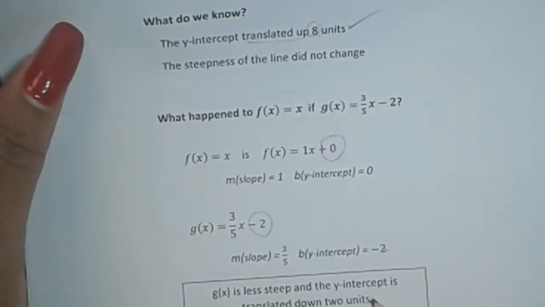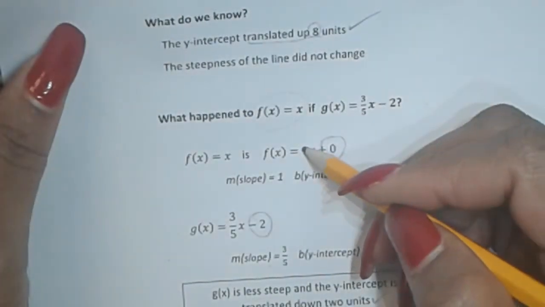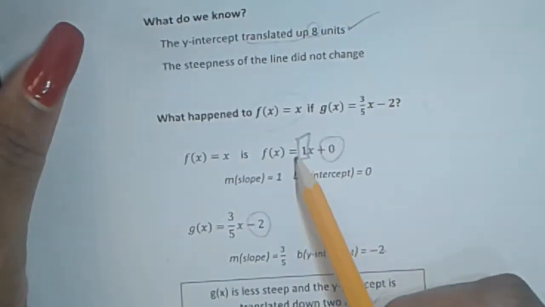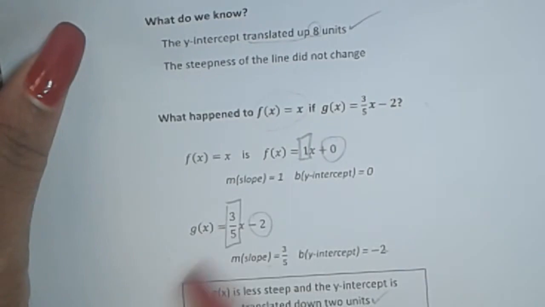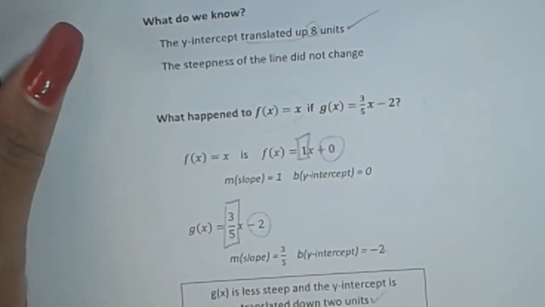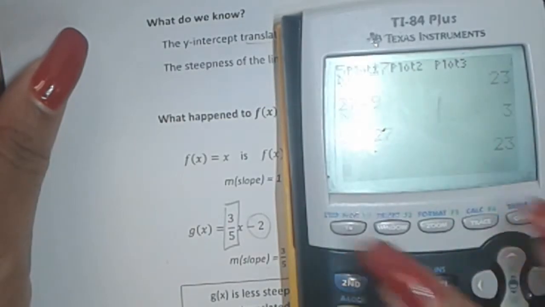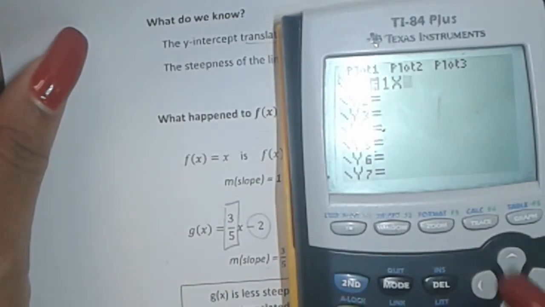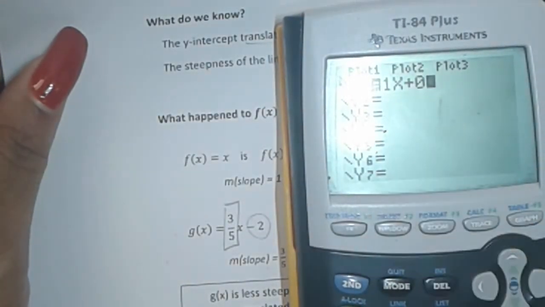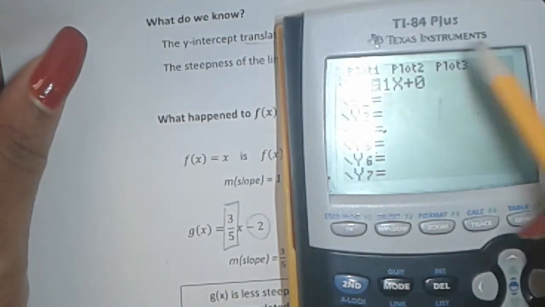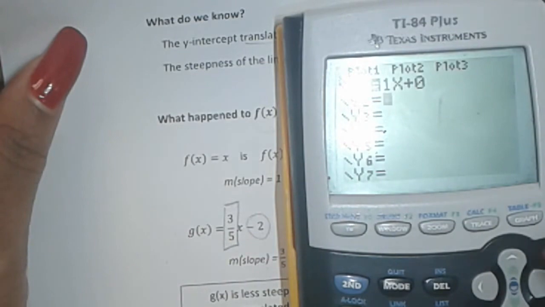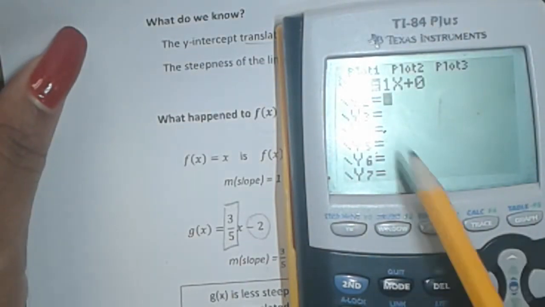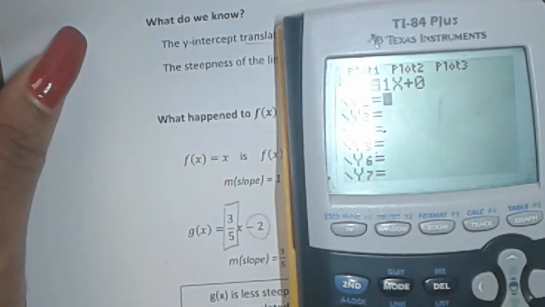So we got that part. But what about this part? If the slope is 1 and it's changed to 3 over 5, what happened? Okay, well, let's graph it. 1x plus 0. That's the parent function because the slope is 1 and it goes through 0, 0. It's always the case for the linear parent function. And the slope has to be positive.